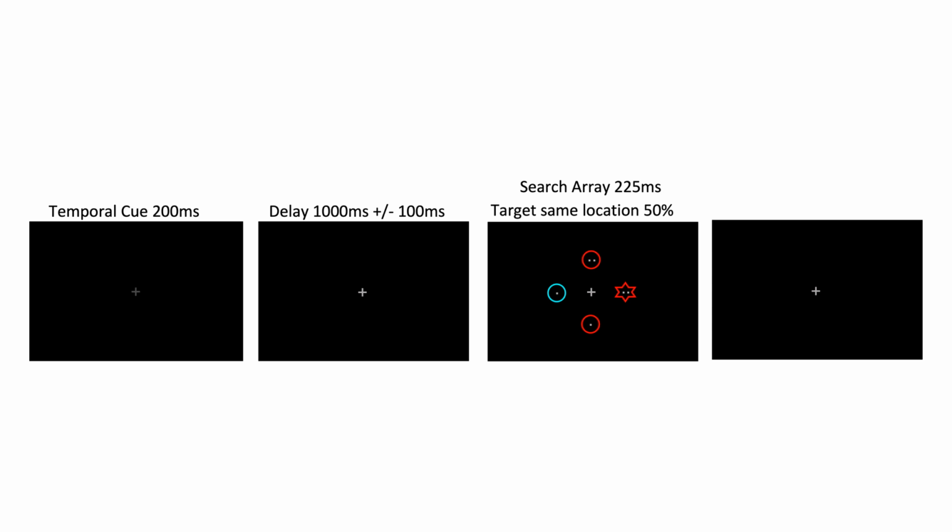The procedure started with participants fixating on a central cross on the screen. We signaled the beginning of each trial by dimming the fixation cross for 200 milliseconds. Following a 1-second delay, we presented a search array for 225 milliseconds. This array consisted of various colored shapes, each containing dots. Participants' task was to identify and count the dots within the uniquely shaped item.